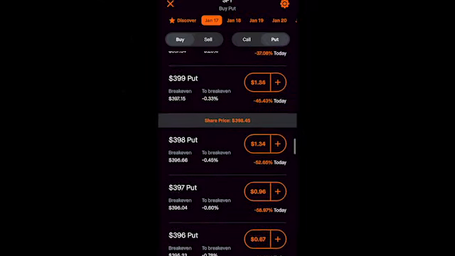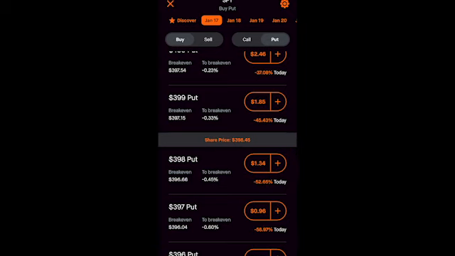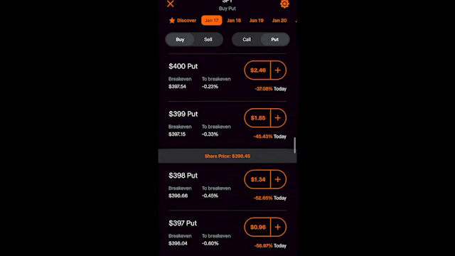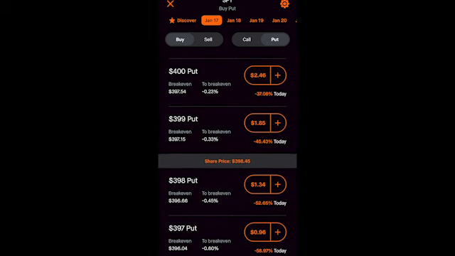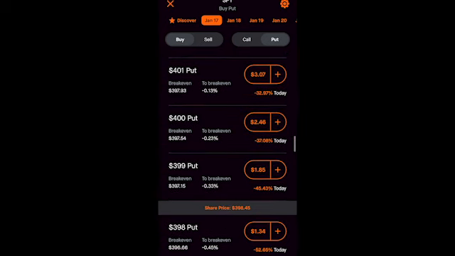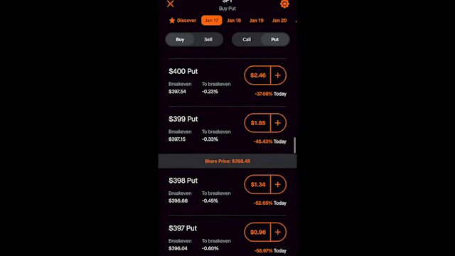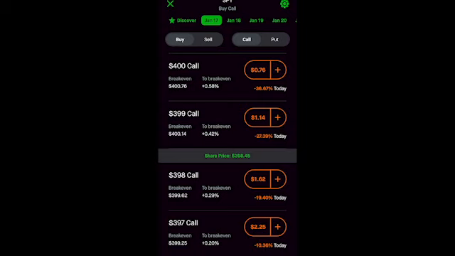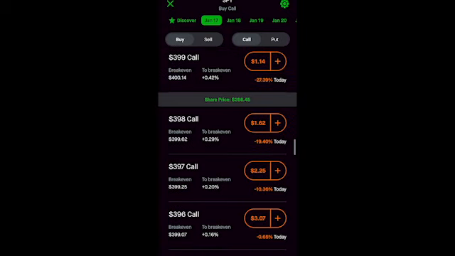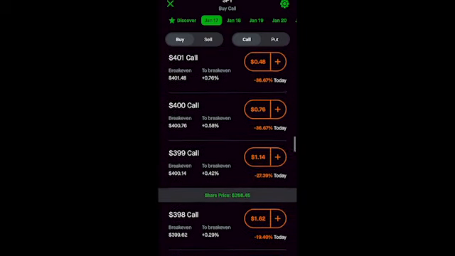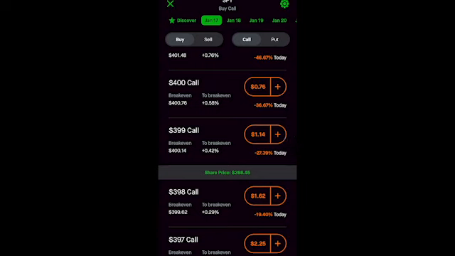Another thing you need to know is that when you are buying puts, the in the money is actually above the strike price. And for calls, it's the opposite. The in the money is whatever's below the stock price. The reason is because when you are buying puts, you're betting that the stock's going to go down. And with calls, you're betting that the stock is going to go up.